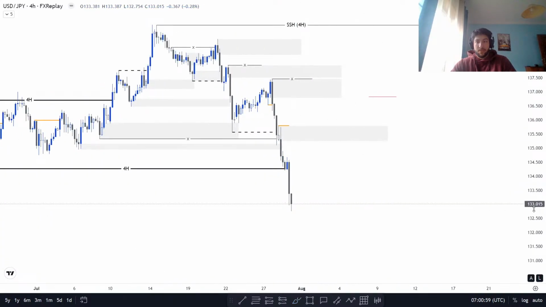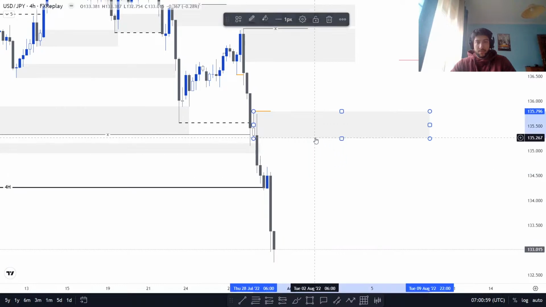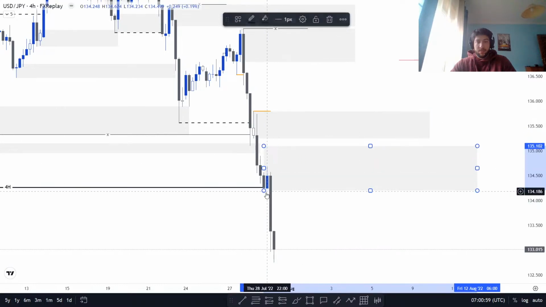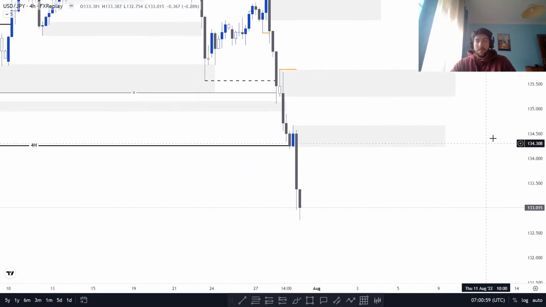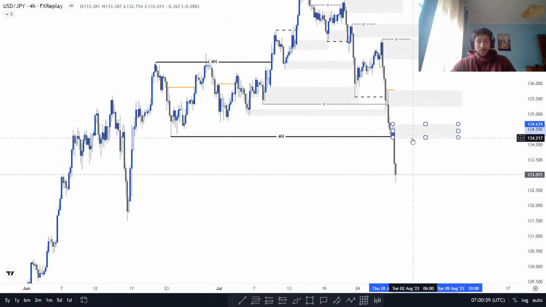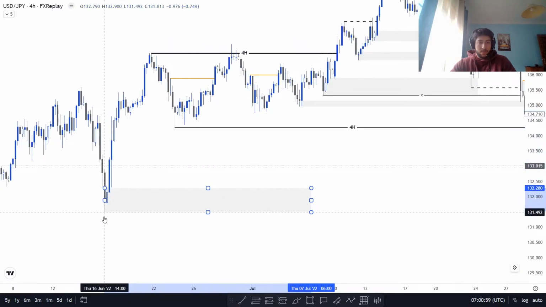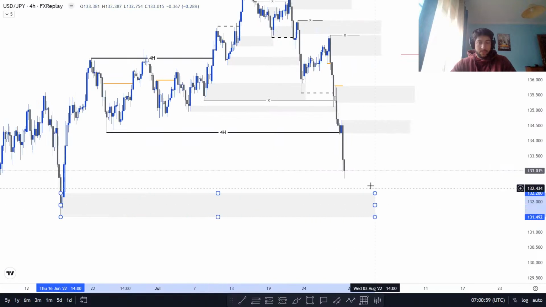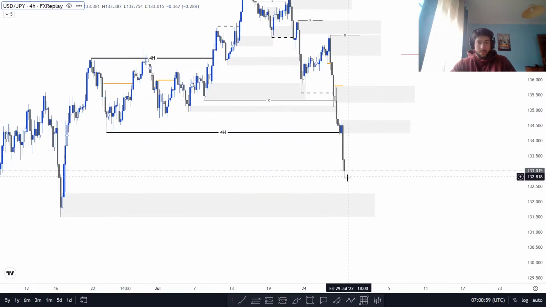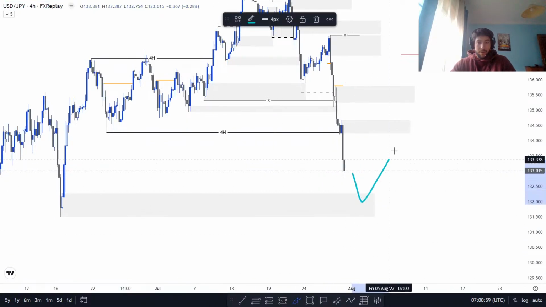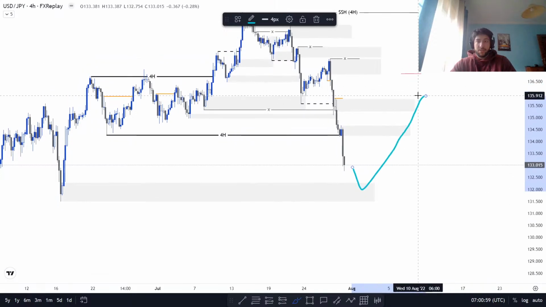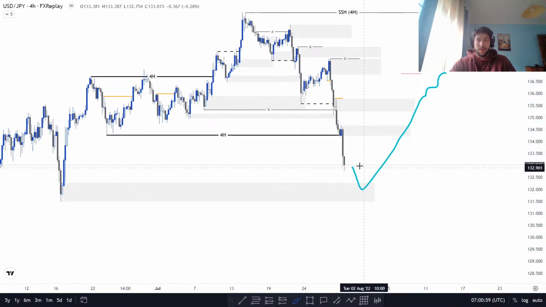So a pullback is expected. We also have this PY, but it is in the discount. So now all supplies are price, all demands are reactions. So probably you can have a bullish reaction here, but it's just a pullback, to facilitate the swing pullback, then continue down again.